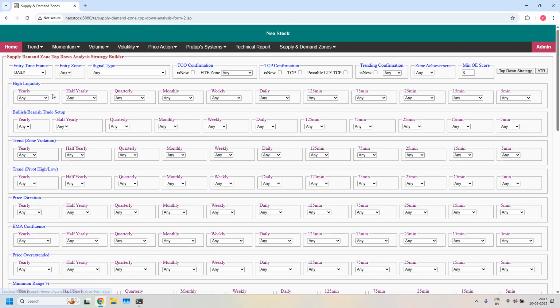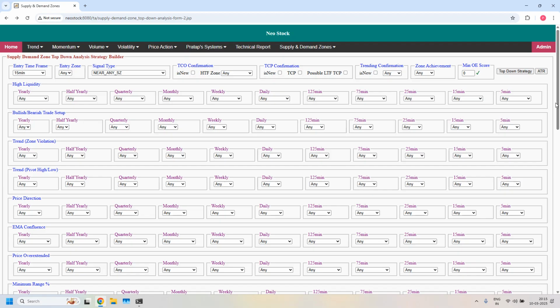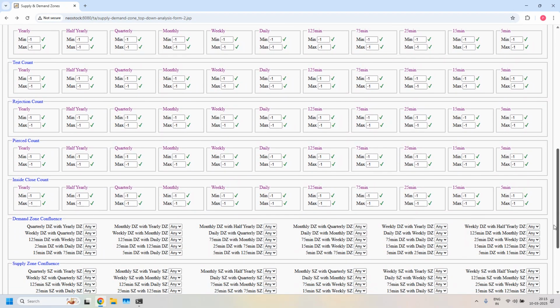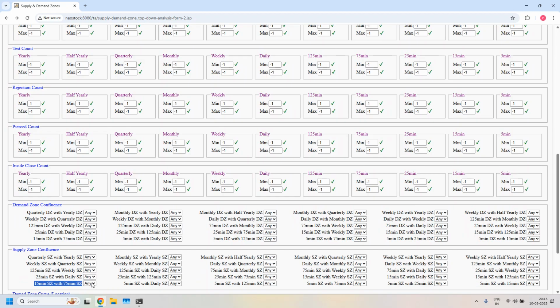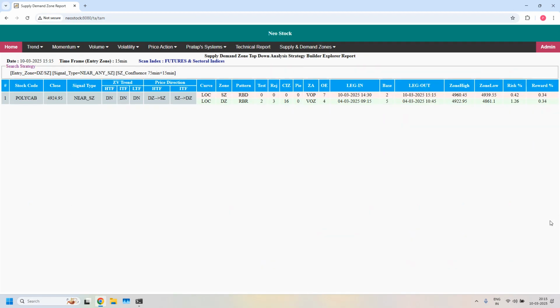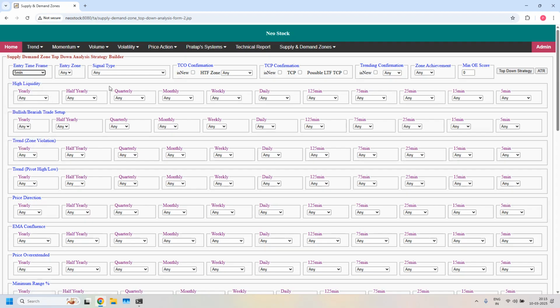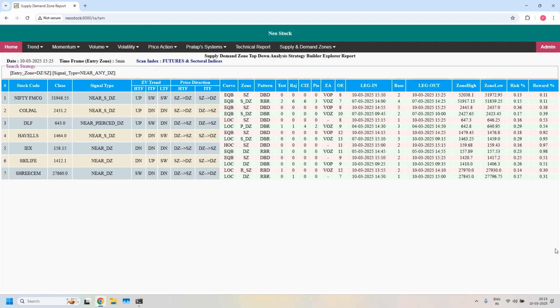Okay, next 15 minutes time frame, stocks near 15 minutes supply zone. We got 6 stocks. We can further filter based on 15 minutes and 75 minutes supply zone confluence. We got only 1 stock. Okay, next time frame is 5 minutes. Stocks near 5 minutes demand zone. We got 7 stocks.